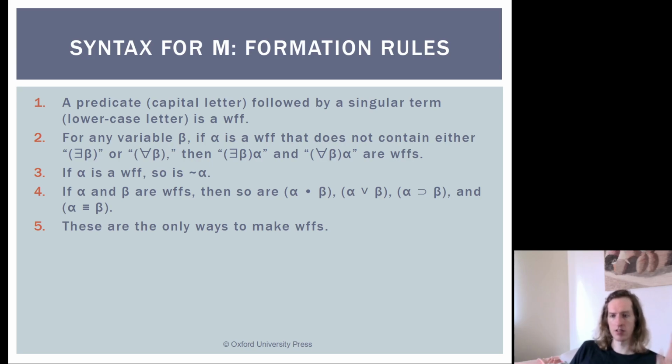So here are some formation rules. A predicate capital letter followed by a singular term is a well-formed formula. For any variable beta, if alpha is a well-formed formula that does not contain either "there is at least one beta" or "for all beta," then "there is at least one beta alpha" and "for all beta alpha" are well-formed formulas.